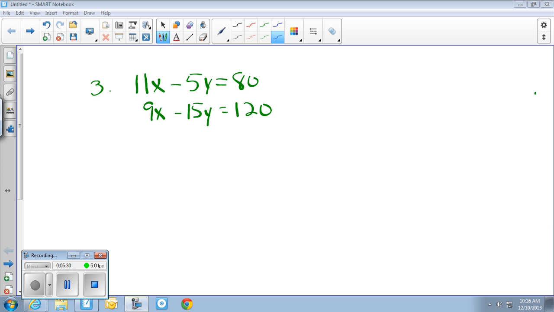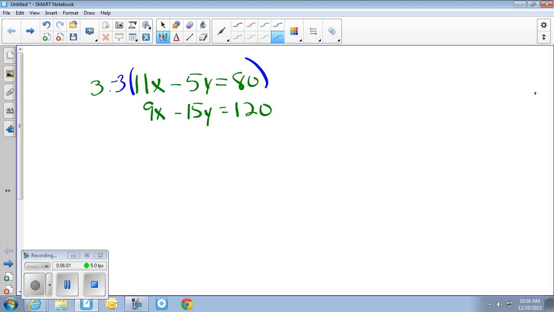All right, number 3. I notice that I cannot eliminate a variable as they are, and I also can't just change the signs of one of the equations to eliminate a variable, so I'm going to have to multiply one or both of the equations by something to be able to eliminate. Looking at the numbers, the easiest thing to do would be to multiply the first equation by a negative 3, and that'll give me a positive 15, and that will cancel out my y's. So that's what I'm going to do to this one.